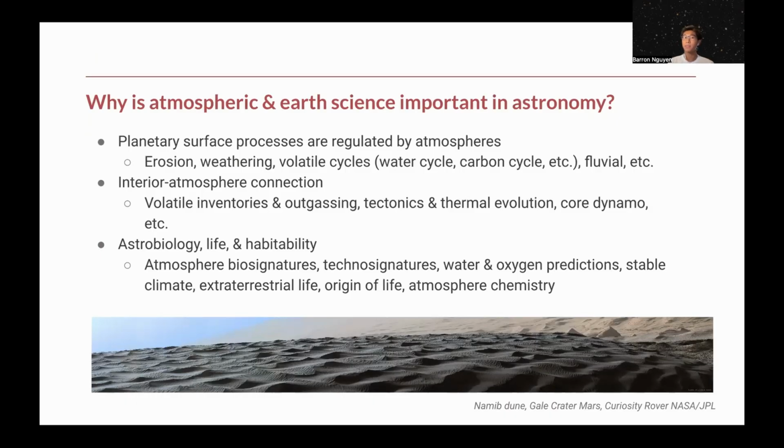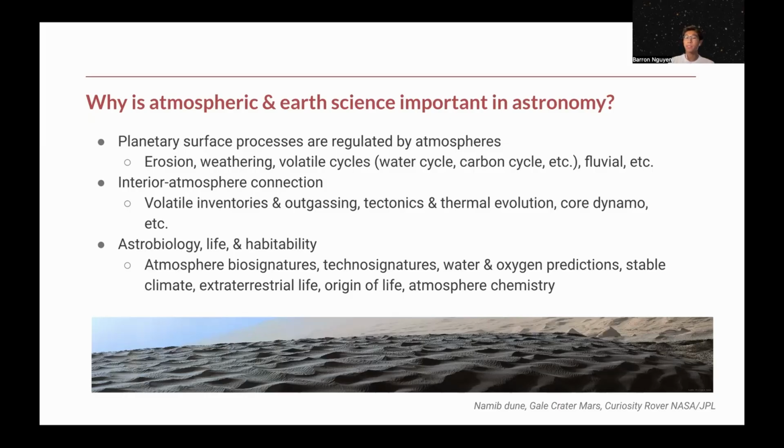The first is that planetary surface processes are regulated by atmospheres. This means cycles that we want to study, like erosion, weathering, volatile cycles, how water or carbon goes through the planetary interior and out, as well as fluvial dynamics on the surface, how do dunes form, for example.